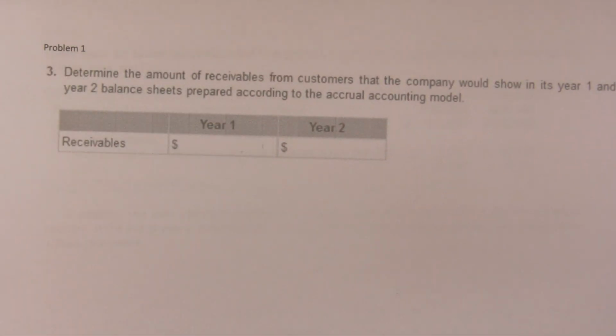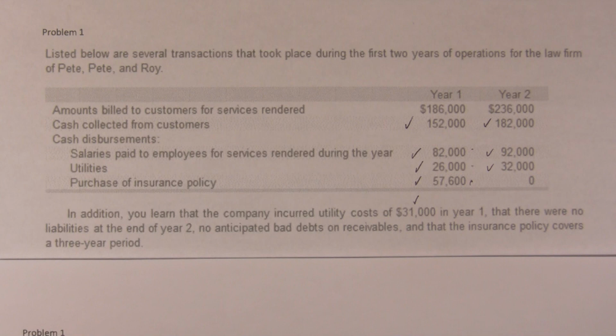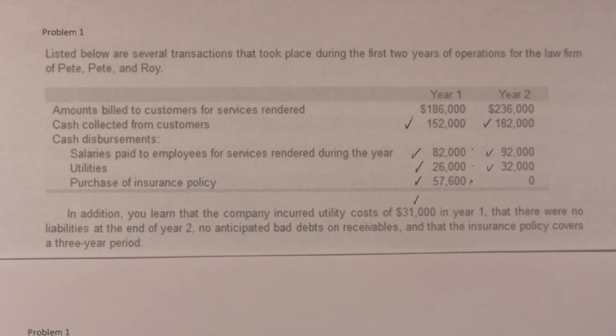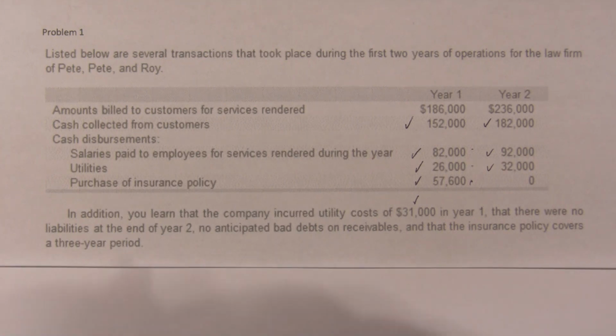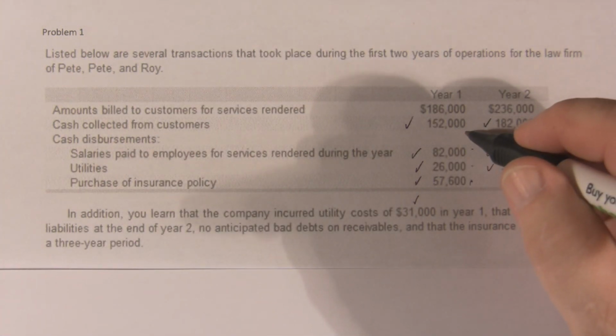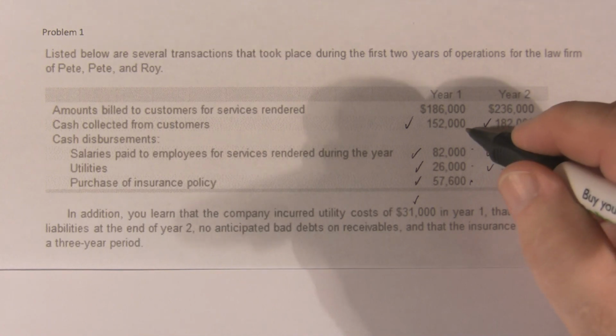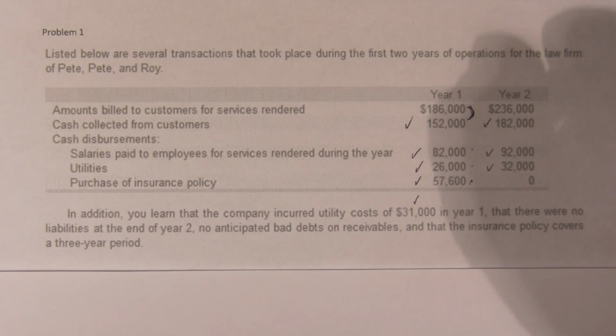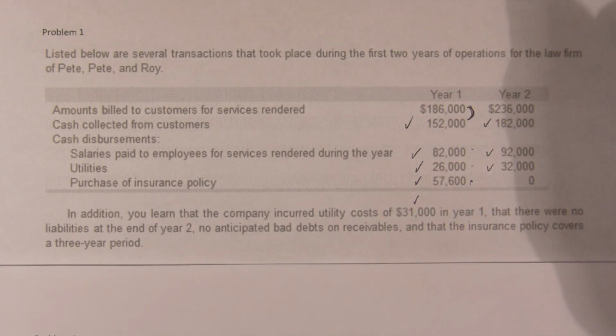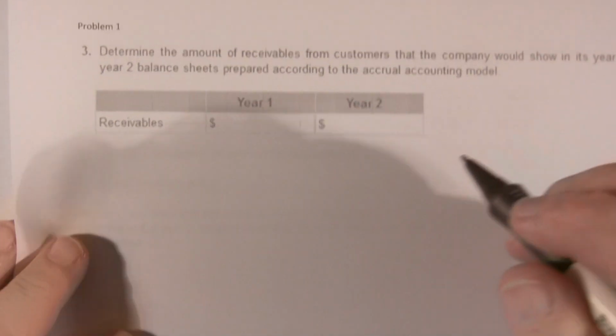And next it asks us to look at the receivables from the year, okay? And we're going to go back to the original information they give us. And they tell us that there are no anticipated bad debts, and the insurance policy covers a 3-year period. So the difference between what we collected and what the revenues were, that difference right there is $34,000, and that's our receivables for year 1.